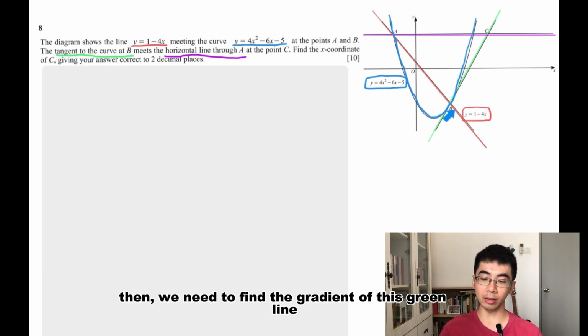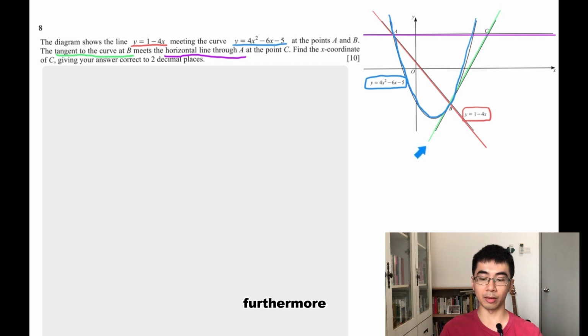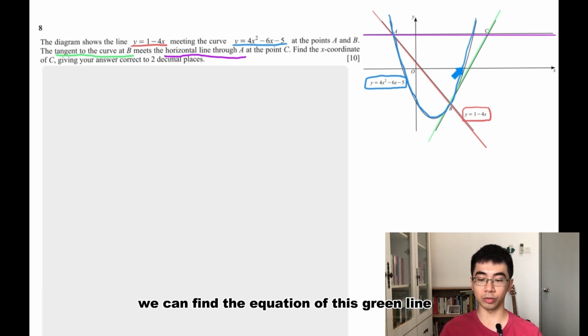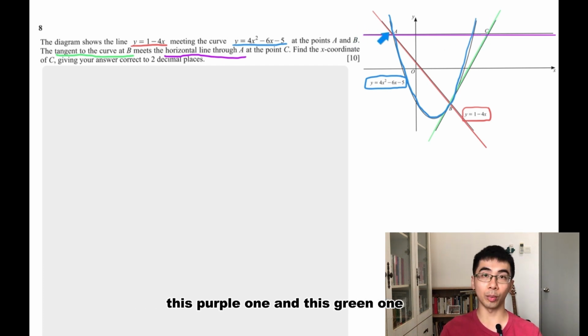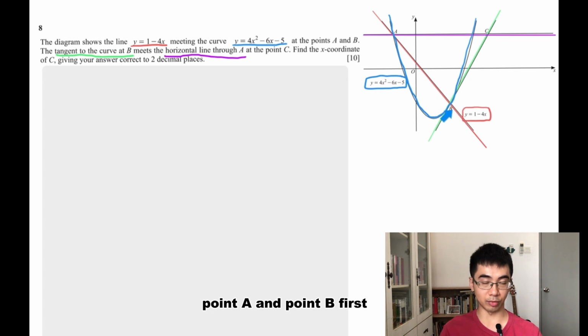Then we need to find the gradient of this green line. And then furthermore, we can find the equation of this green line. After all, we have a simultaneous equation with this purple one and this green one. We can find the coordinate of C. So let's begin with the 2 points, point A and point B first.